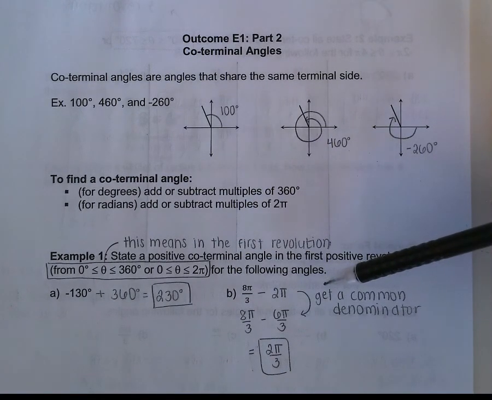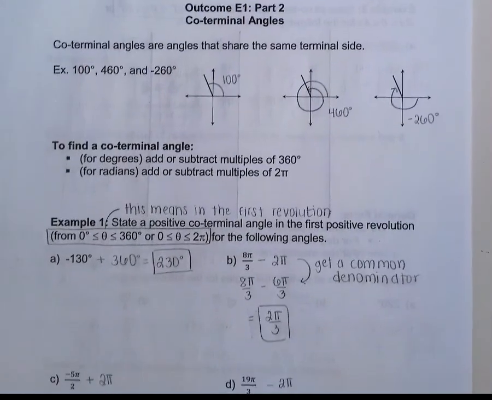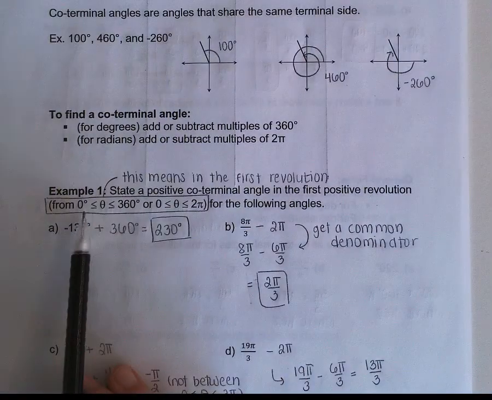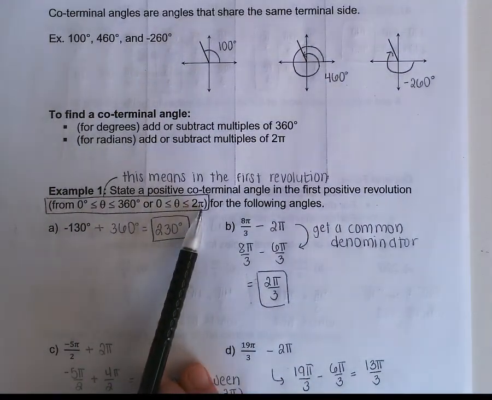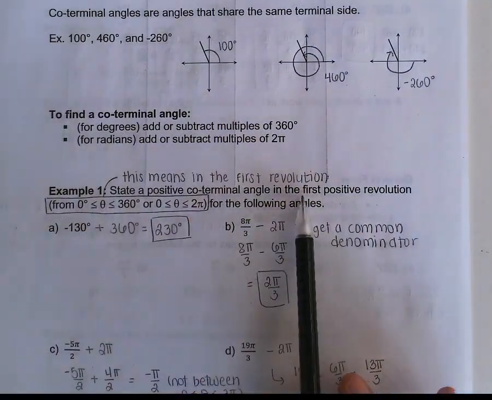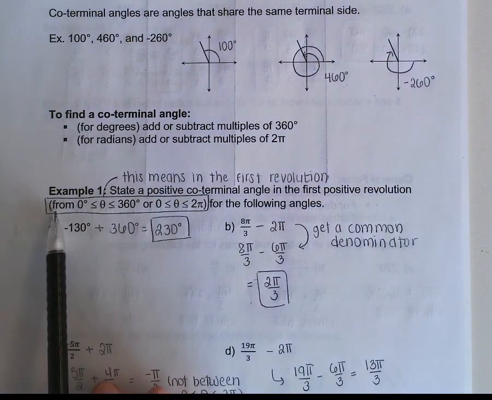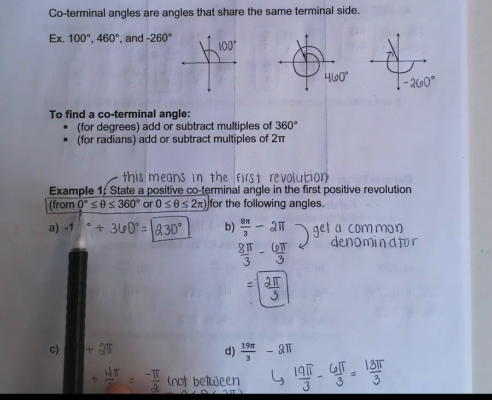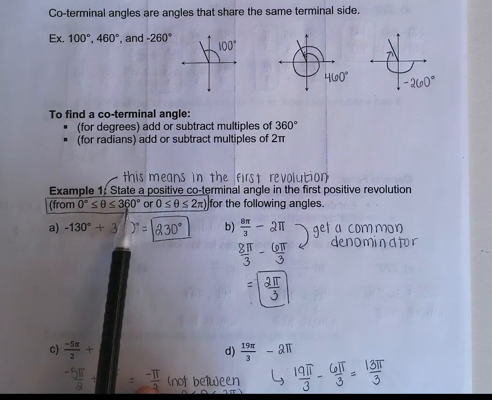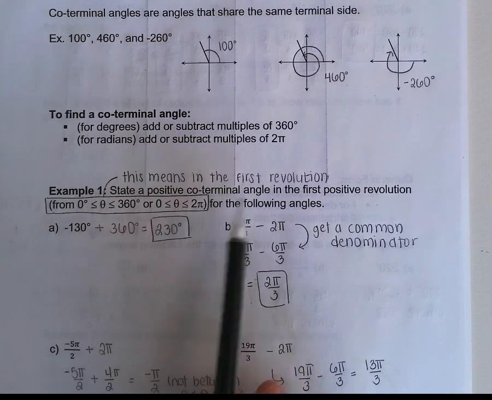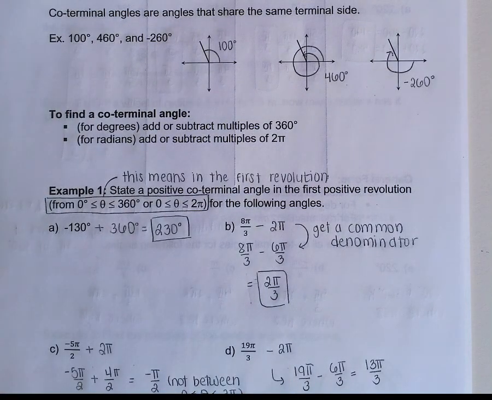In the first example, it's asking you to state a positive coterminal angle in the first positive revolution. That's what this means. In future questions, you will not necessarily be told the first positive revolution, but if I tell you to find a coterminal angle between 0 and 360, or between 0 and 2 pi, you need to know that that's in the first revolution.